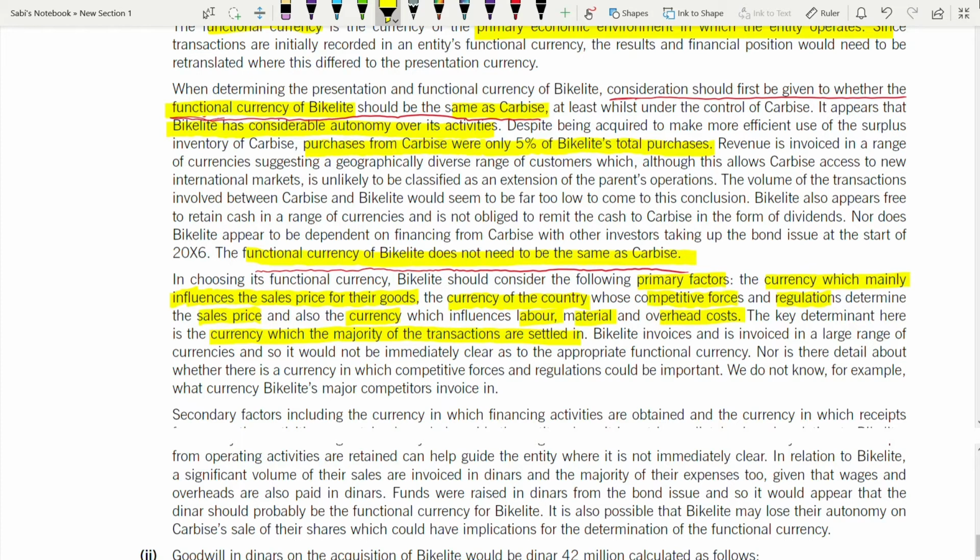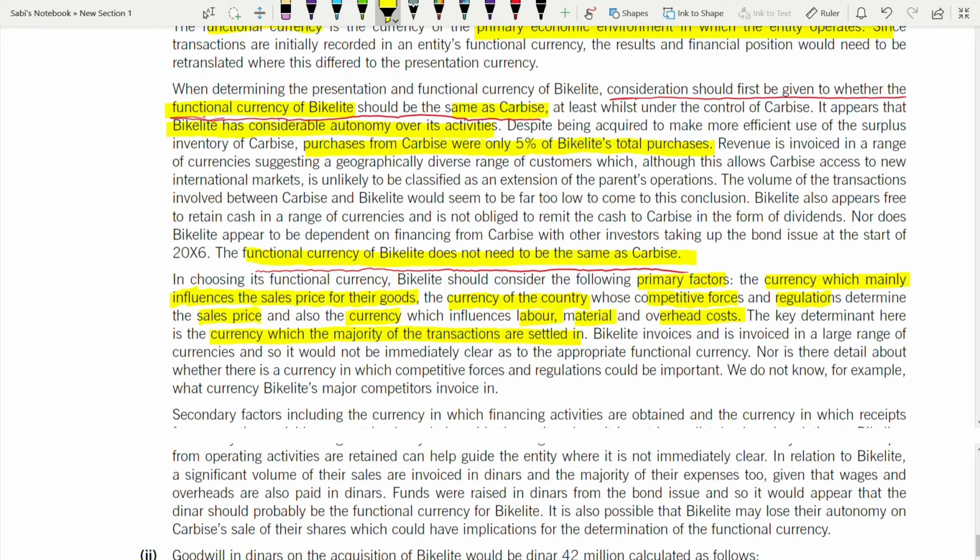So Bike's sales and purchases are invoiced in a large range of currencies. Invoices means its sales and its purchases. It's not just in one currency, they have three currencies. And so it would not be immediately clear as to the appropriate functional currency. So in this case, if something is not very clear to you, mind you students, you have the freedom to say it's not very clear. Don't try to answer. It's not like black and white or yes or no or true or false type. We always try to limit ourselves to one. If this is not the answer, then that is the answer.